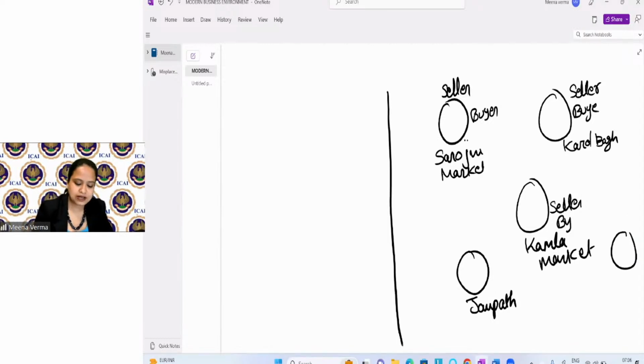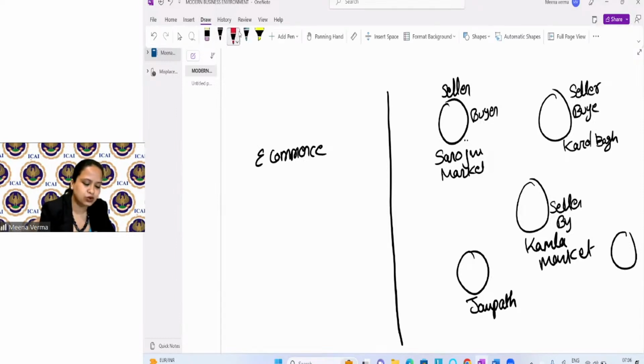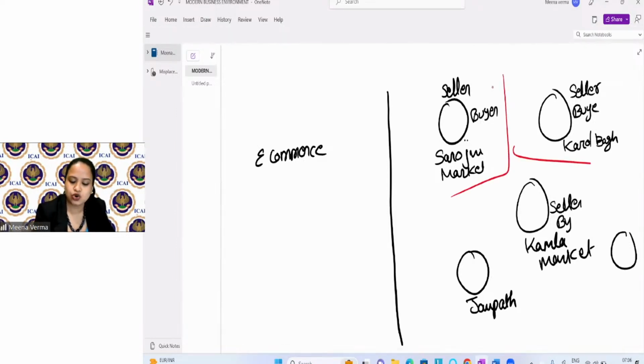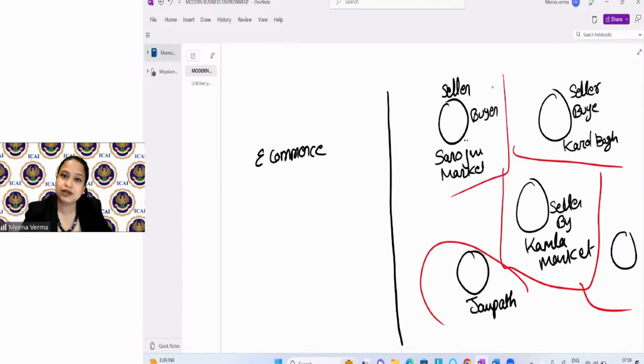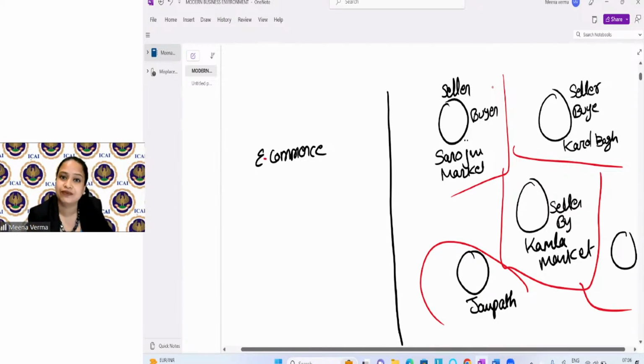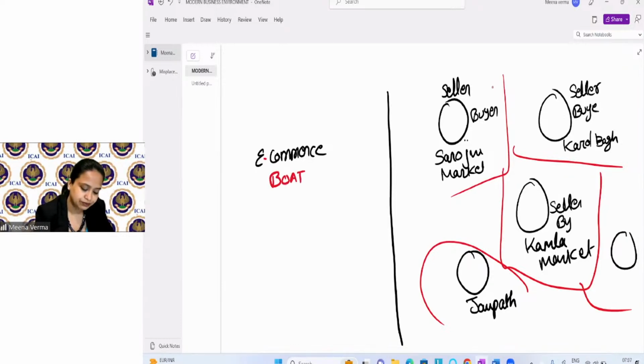But now, since we are using the internet, people are using e-commerce websites. Instead of selling their products through shops or showrooms in their local area, people are using e-commerce websites. Let's take an example. If you know the name of the boAt company, it's a new emerging company.